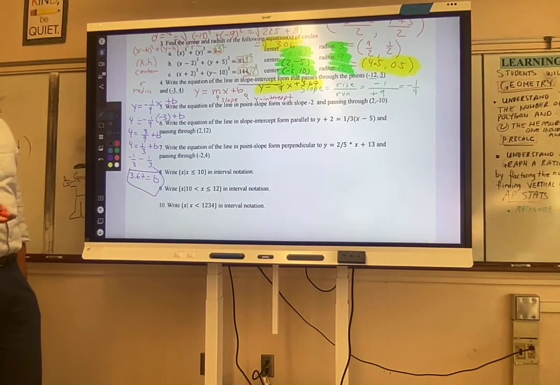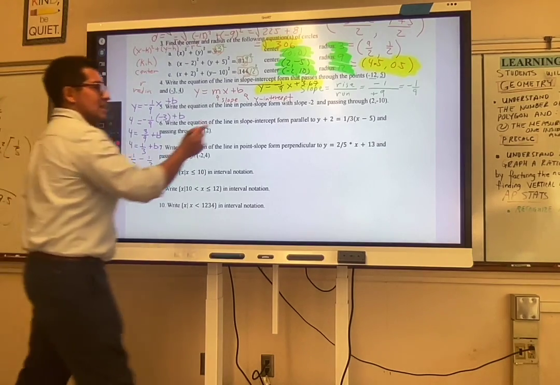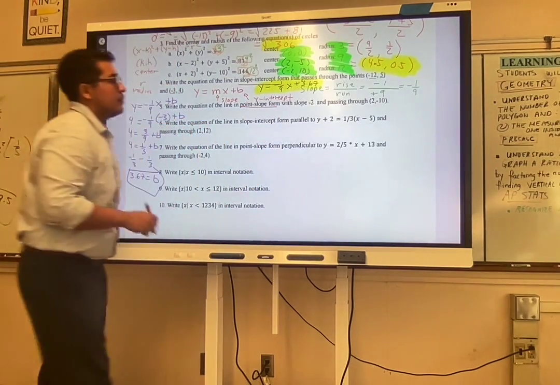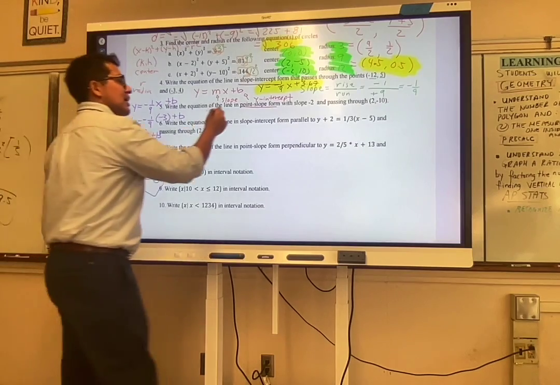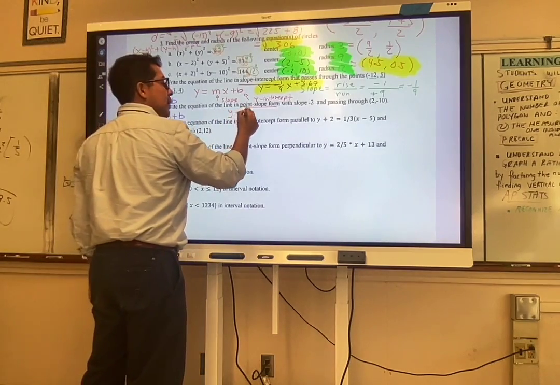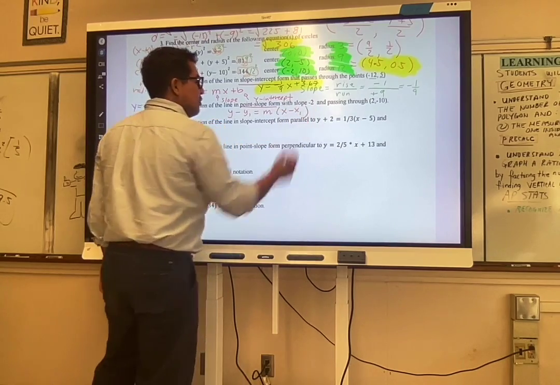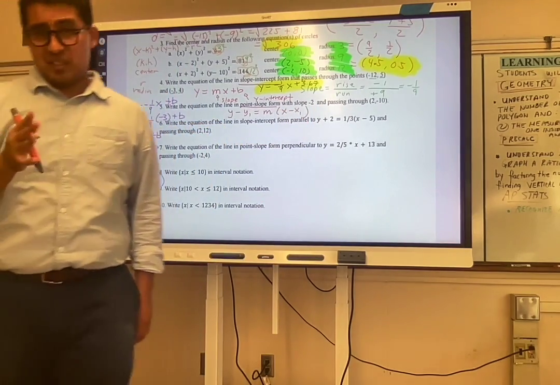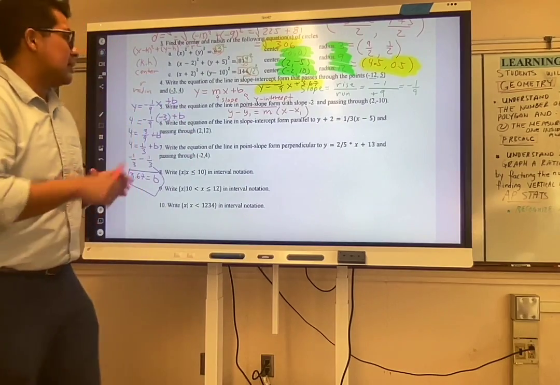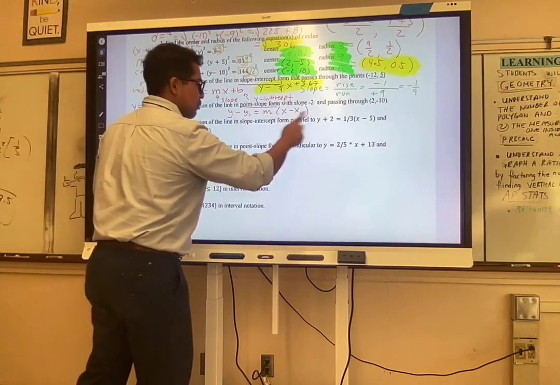Problem 5. Write the equation of the line in point slope form with slope negative 2 and that passes through 2 comma negative 10. Again, important to dissect the important word here, point slope form. Point slope form is an equation written in this form. Y minus y1 equals m times x minus x1. Okay? We must commit this to memory so that when we face it on the exam, we know exactly what to do. So anytime you do practice problems, practice writing that out.